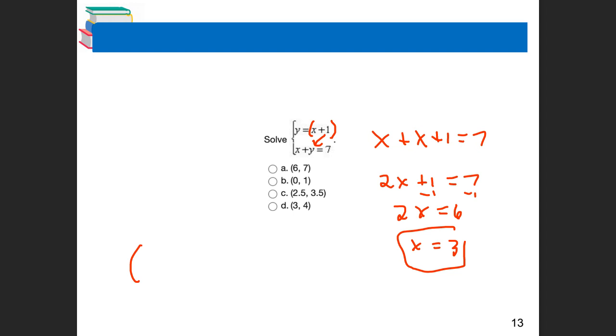So now I know what my x value is. To get my y value, I just plug the 3 back in here. So 3 plus 1 is 4. So 3 comma 4 should be my answer.